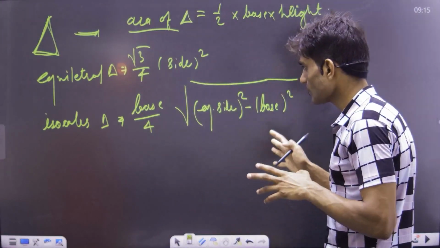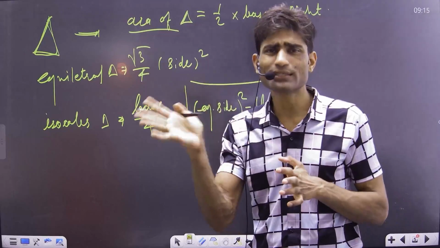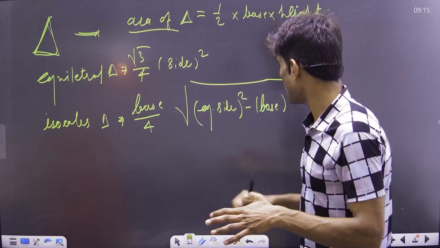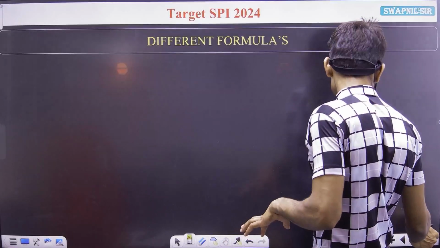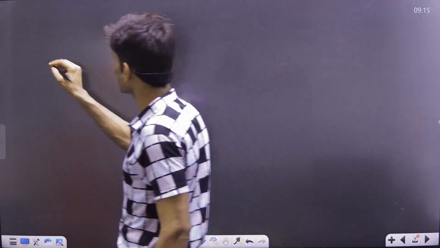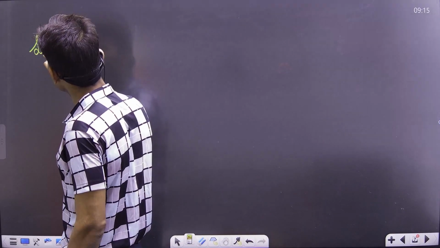Okay, the circumference of a circle, which is 2 pi r. That's it, we need it here. Now let's move to some 3D shapes. Different formulas for our solid shapes. Let me explain with the solid shape.